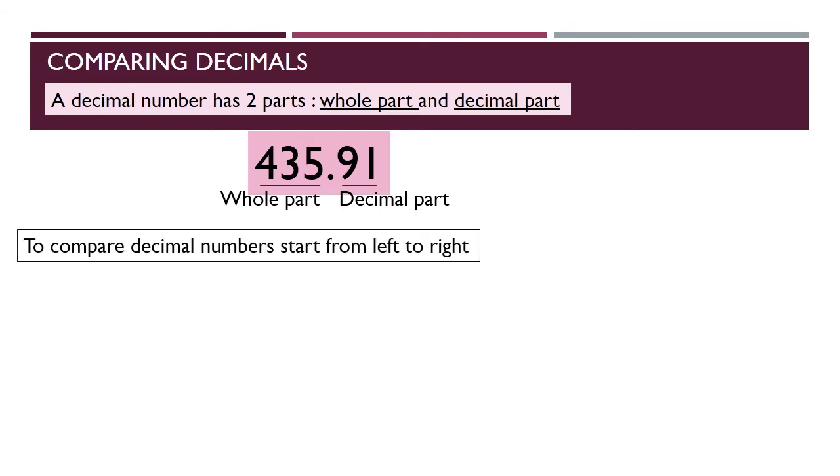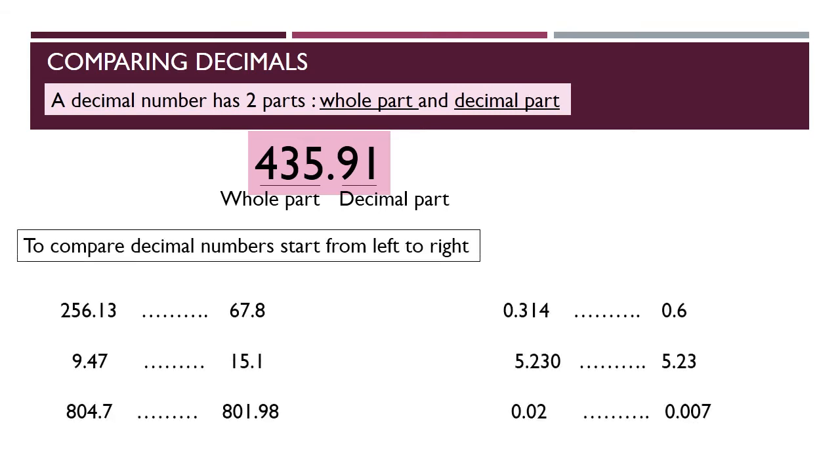To compare decimals, we start from left to right, from the whole part to the decimal part. So we start from the first example, 256.13 and 67.8, the whole part. Here 256 is greater than 67. In the second example, we have 9 and 15. 9 is less than 15.